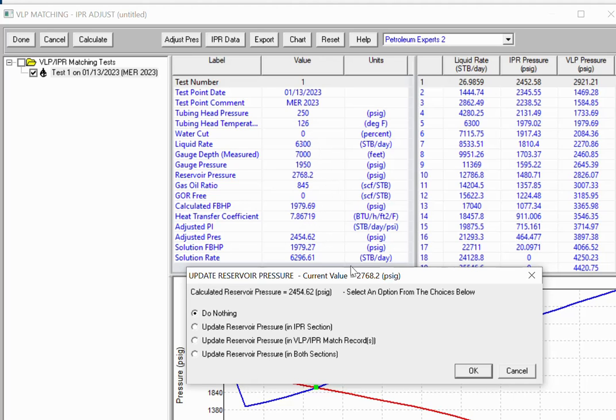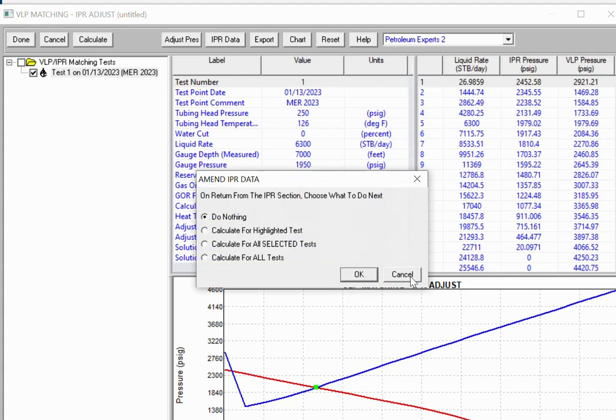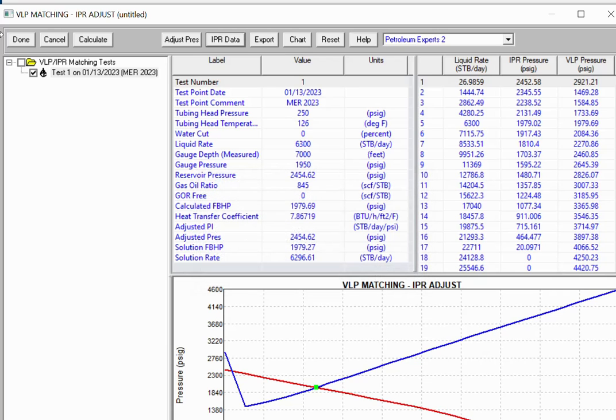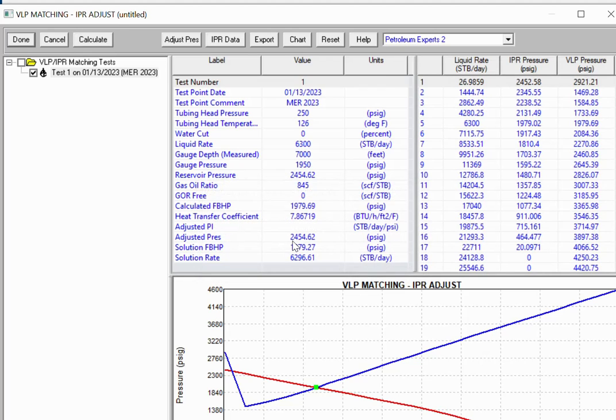So do we accept the results? Solution rate is also close, so I can accept the result and update the reservoir section. Okay, I can update both sections, so let's just accept the result. You can also look at your APR data too, but let's just cancel this, and you calculate again. You should have something very good. Okay, so we have 1979 for adjusted pressure, 2454K, then 6296 and 63. Those are pretty okay.